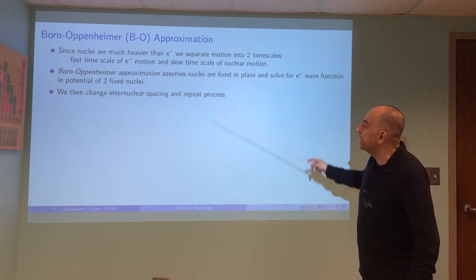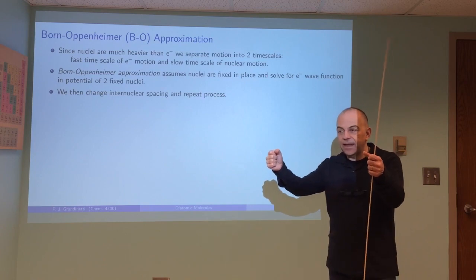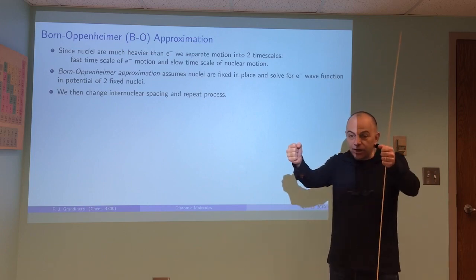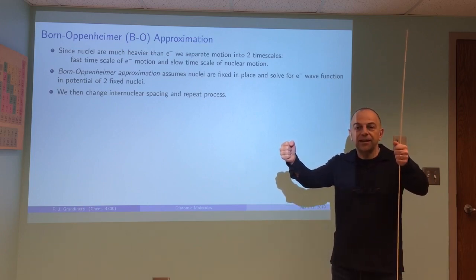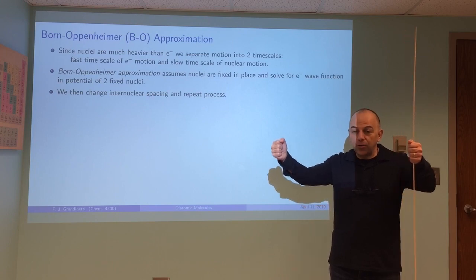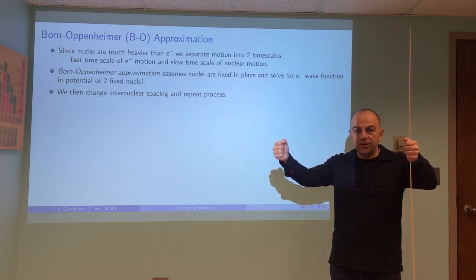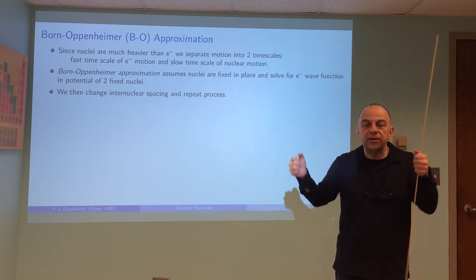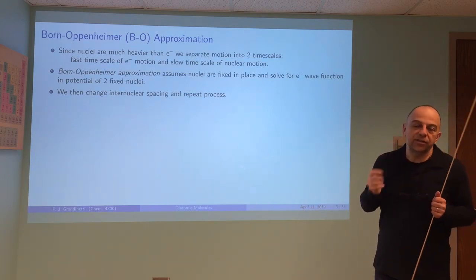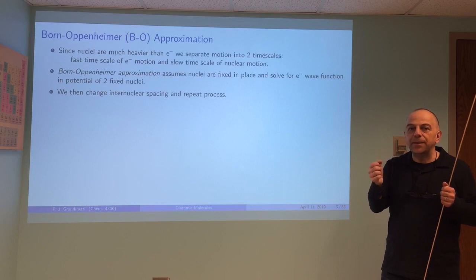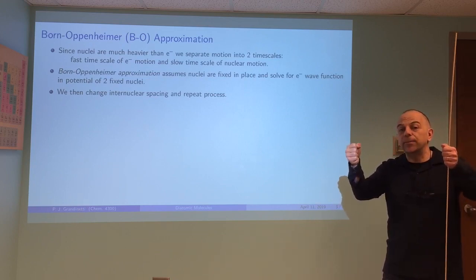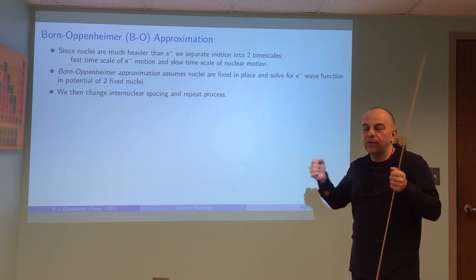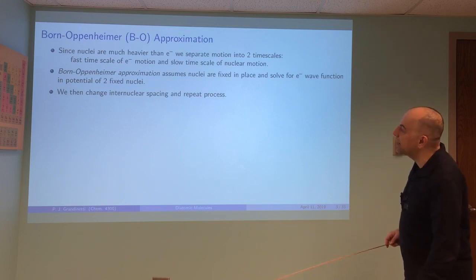And what we're going to do then is fix those nuclei, and solve the Schrodinger equation for the electron in that potential with those nuclei fixed. And then we're going to change the distance between the nuclei and solve the Schrodinger equation again. And then we're going to increase the internuclear distance again, and solve the Schrodinger equation. And we're going to have the Schrodinger equation solved for all these different internuclear distances. And we're going to look at the total energy. And when we find the total energy that's the minimum, that's going to be the energy associated with the equilibrium bond length, right? And then we'll have the wave function at the equilibrium bond length and the total energy in that case. So that's the approach.